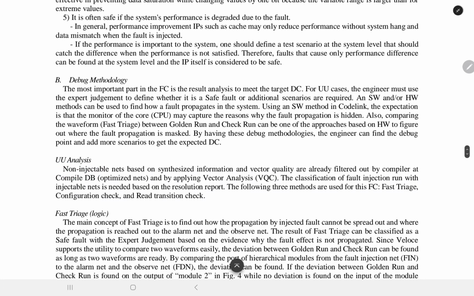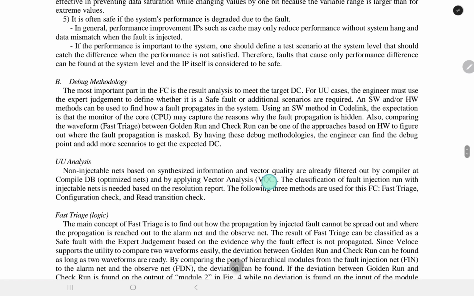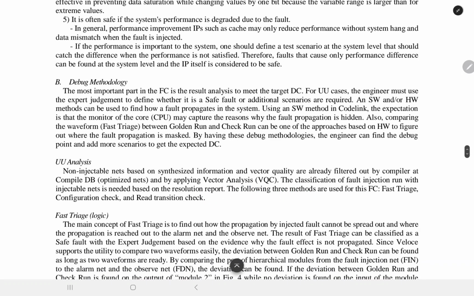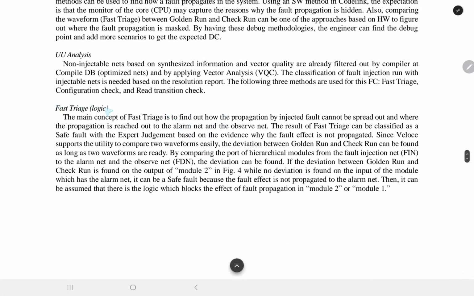UU analysis. Non-injectable nets based on synthesized information and vector quality are already filtered out by the compile DB of MyGNet, and by applying the vector analysis VQC, the classification of fault injection along with the injectable net is needed based on the resolution report. The following three methods are used for this fault campaign: fast triage, configuration check, and the read transition check. First, fast triage logic.